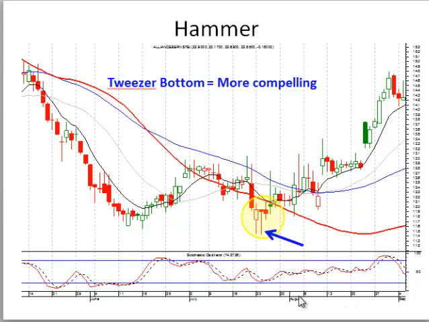Another little element that makes a reversal more compelling is notice how on our spinning top and then the hammer signal, they basically reversed right at the same level. This is an added confirmation that there's support down here. Somebody's buying at those levels. That's more evidence that they're going to be in a strong uptrend.